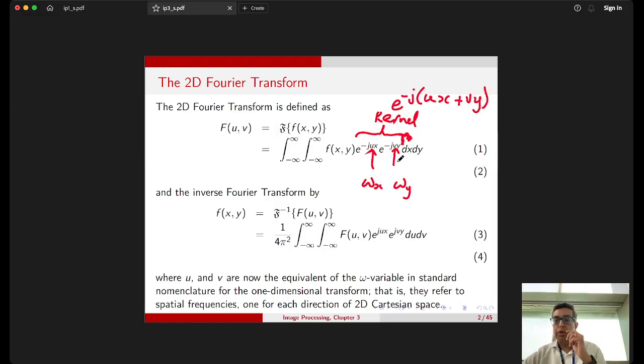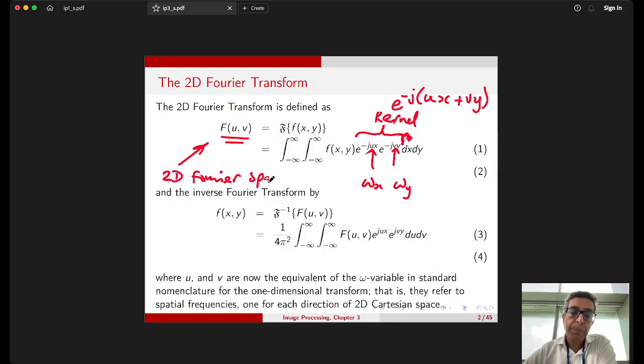Okay, so because the exponent term is separable like this, a product of exponentials can be handled, or is equivalent to, the exponential of sums of individual terms. Okay, so that maps us from spatial domain into two-dimensional Fourier space. So this is 2D Fourier space, or 2D Fourier domain. And you can do an inverse mapping as well.